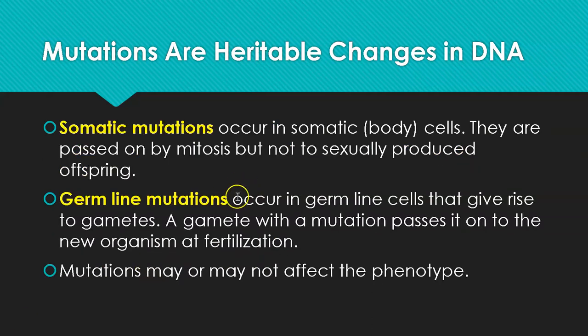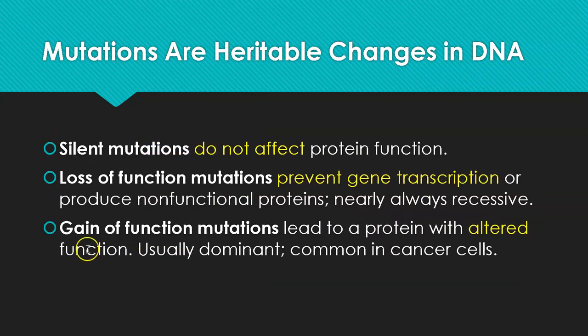So there's a couple different types of mutations. Somatic mutations occur in body cells, so you don't pass these on to your children, but they will be passed on to future cells in that line. Germline mutations do occur in sex cells, and so a gamete with a mutation could pass it on to your offspring.